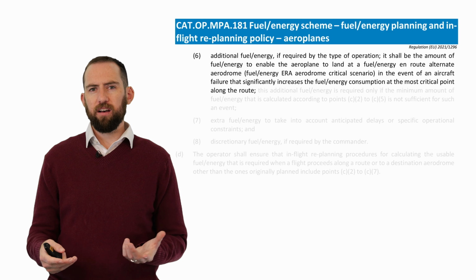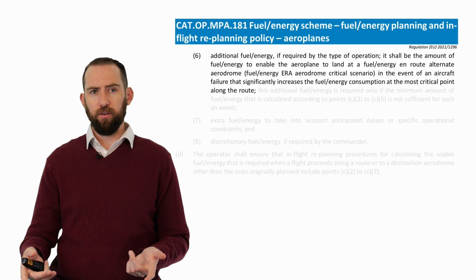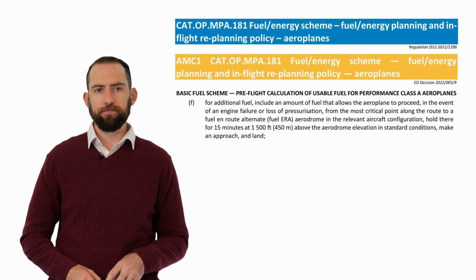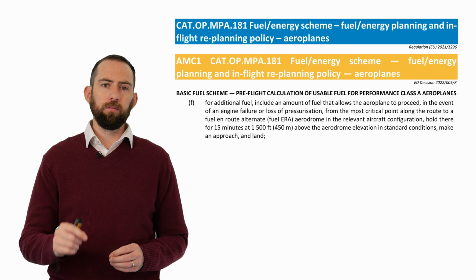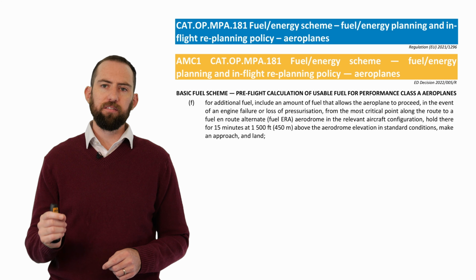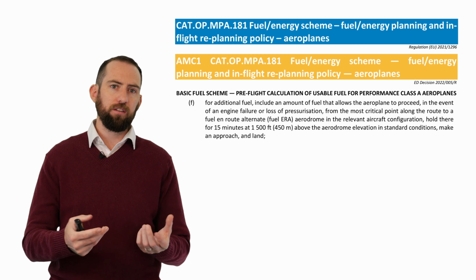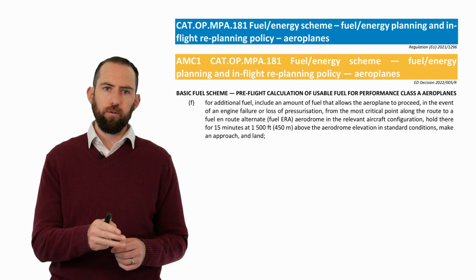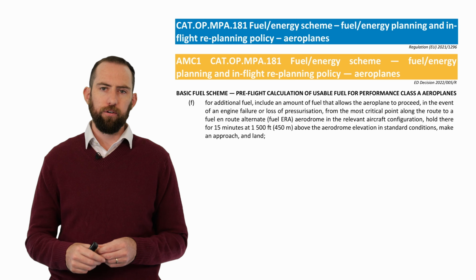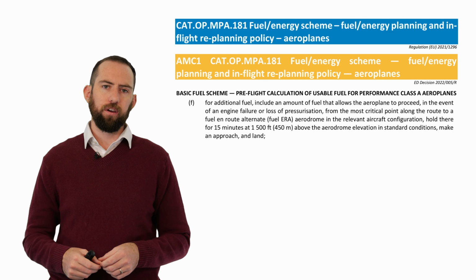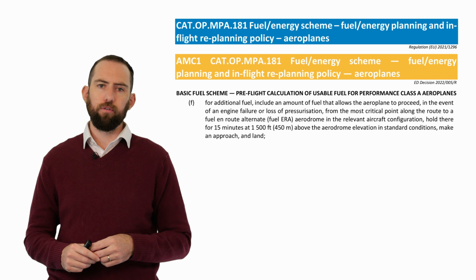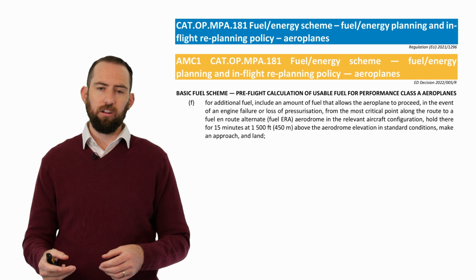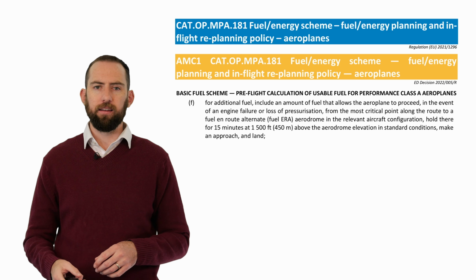Now the implementing rule tells us we must consider and plan for this event, but we can get a bit more detail from AMC 1. For additional fuel, include an amount of fuel that allows the aeroplane to proceed in the event of an engine failure or loss of pressurization from the most critical point along the route to a fuel en route alternate aerodrome in the relevant aircraft configuration, and hold there for 15 minutes at 1500 feet above the aerodrome elevation in standard conditions, then make an approach and landing.